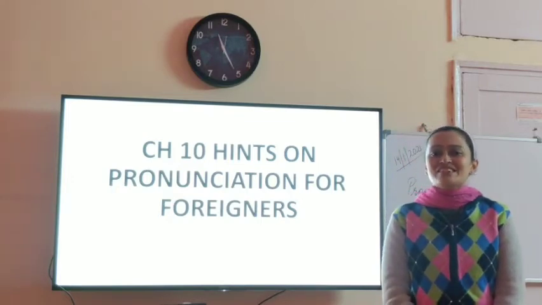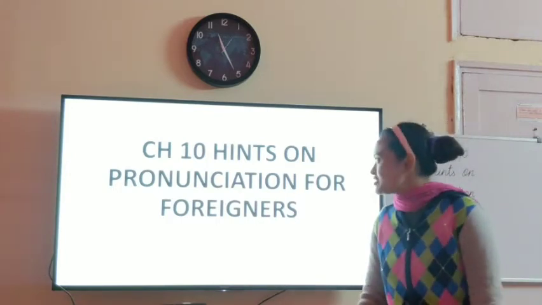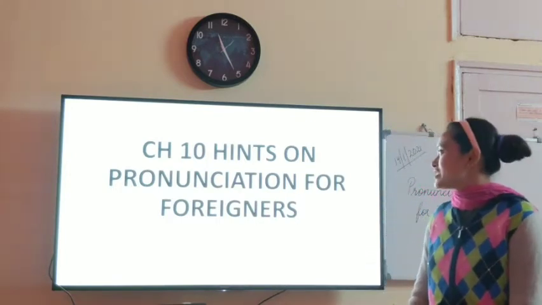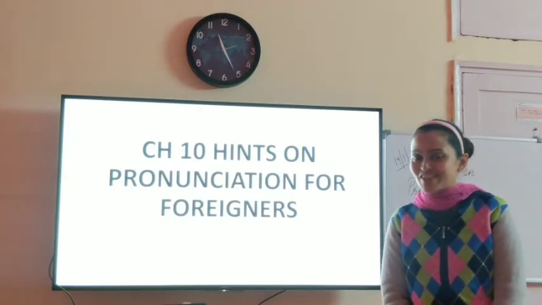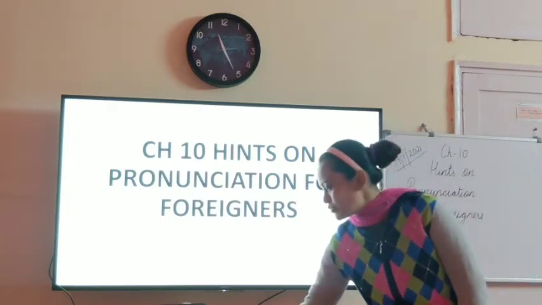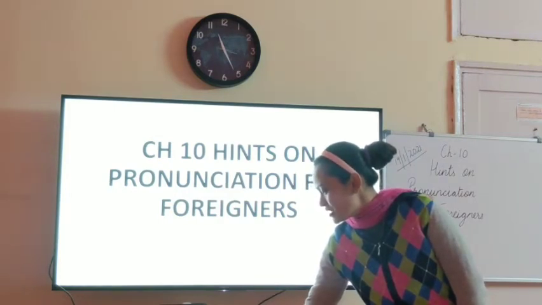Okay, children, so let's read the poem and then understand it. The name of the chapter, children, is Hints on Pronunciation for Foreigners. The poet will be telling us some hints which will help us master the language.